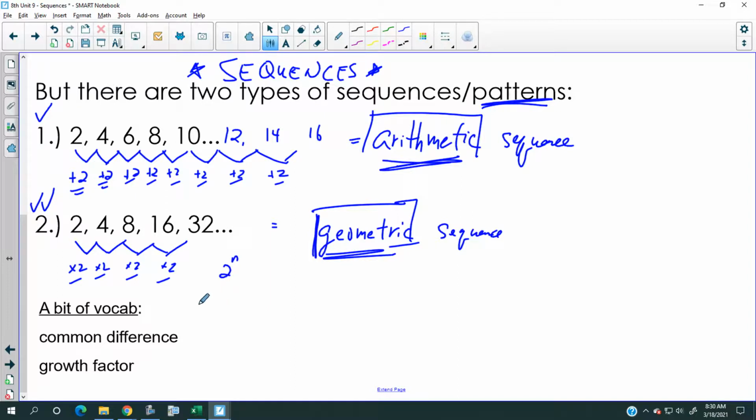So you see this, the 2's, and first for the arithmetic sequence, there's a name for that. It's called a common difference. So we apply that to arithmetic sequences.